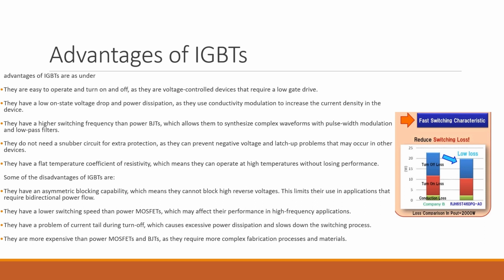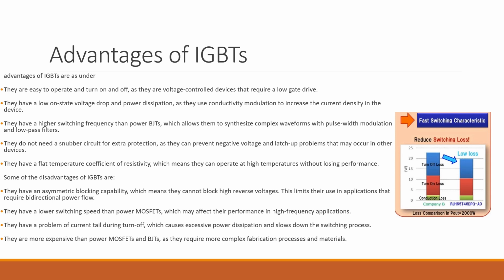They have a higher switching frequency than power BJTs, which allows them to synthesize complex waveforms with pulse width modulation and low-pass filters. They do not need a snubber circuit for extra protection, as they can prevent negative voltage and latch-up problems that may occur in other devices. They have a flat temperature coefficient of resistivity, which means they can operate at high temperatures without losing performance.